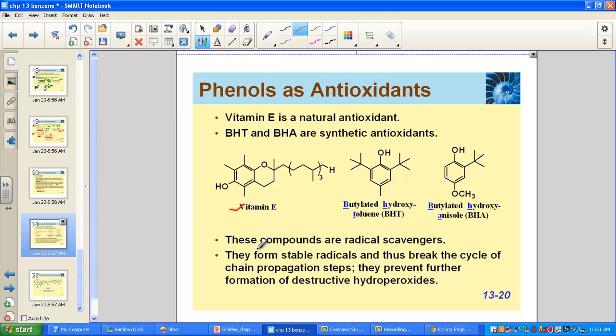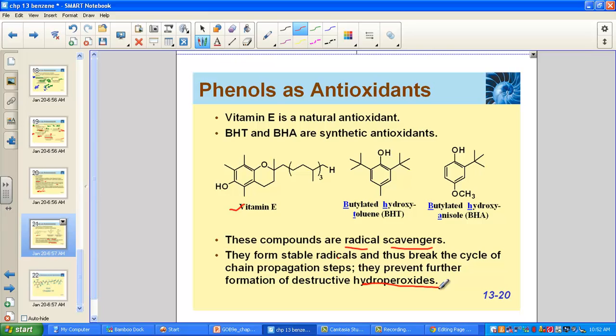As I mentioned, vitamin E might be the most common one we hear of in our diet. The reason that these act as synthetic antioxidants, as in BHT or BHA, vitamin E we know occurs in nature and in our normal diet. It is a natural antioxidant. These are radical scavengers. They will propagate instead of the peroxide, forming much more stable radicals and break the cycle of that propagation. So in other words, they're working to prevent the propagation of these hydroperoxides that form.